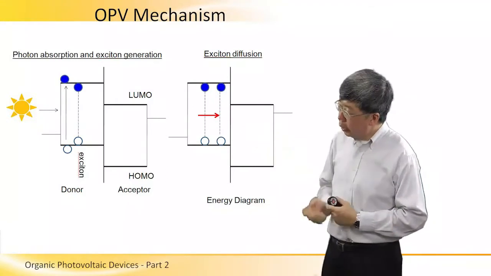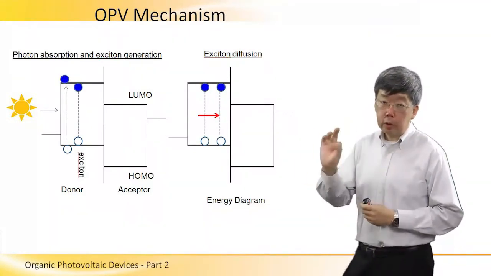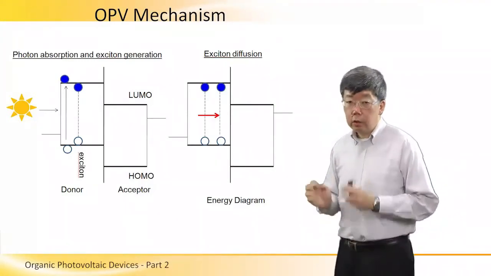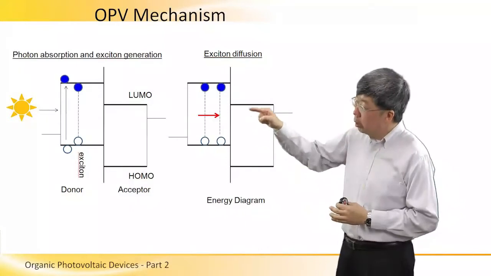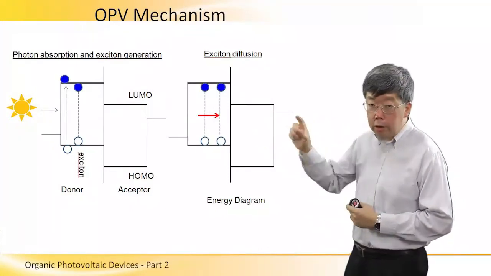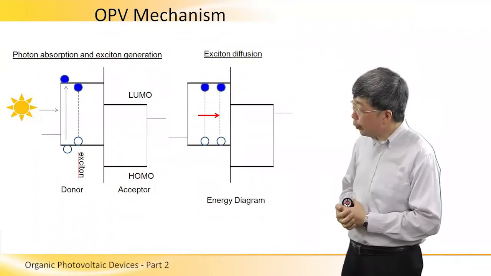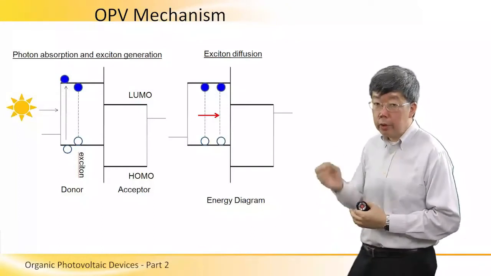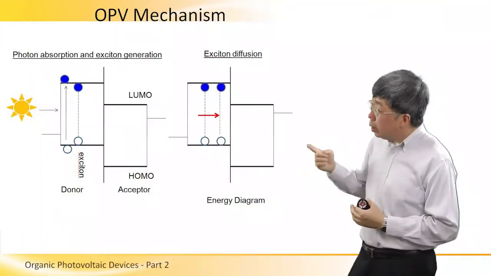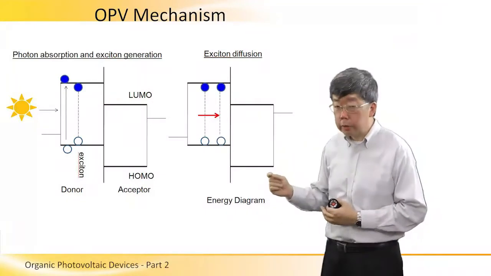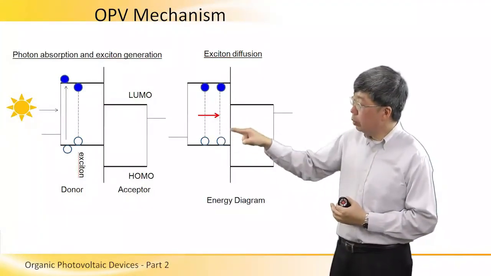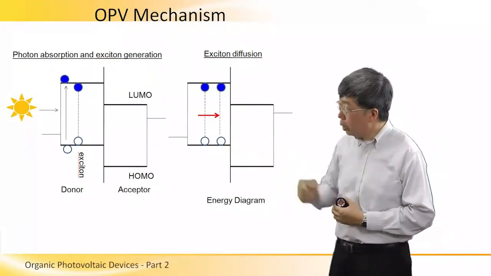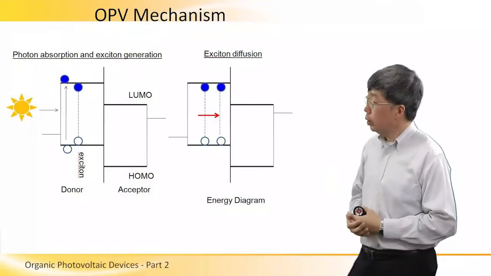The light from the sun consists of discrete photons. If the energy of the photon is greater than the energy gap, then optical absorption can take place, because the energy of the photon can excite an electron from the HOMO to the LUMO. And this is illustrated on the left of the first energy diagram.